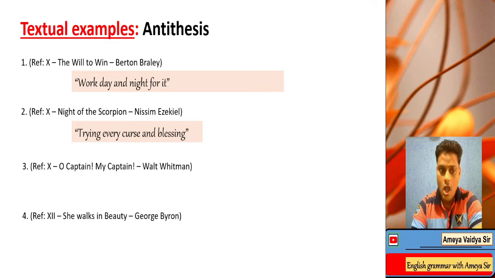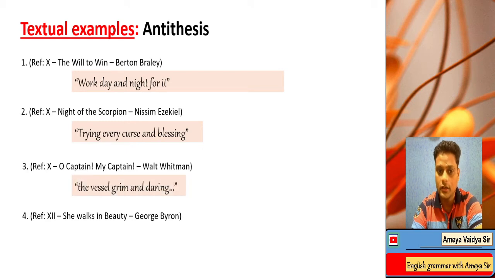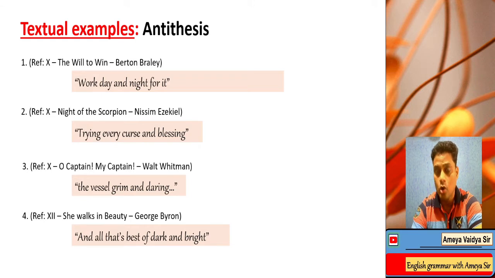Third example, reference 10th standard, O Captain! My Captain! by Walt Whitman, but this is not from the English medium. This is the Marathi medium 10th standard. "The vessel grim and daring." So grim and daring are the opposite words. And then you have a reference from the HSC, the 12th standard, George Byron, She Walks in Beauty, and the line is "and all that's best of dark and bright." So dark and bright are the two opposite words that make it antithesis.